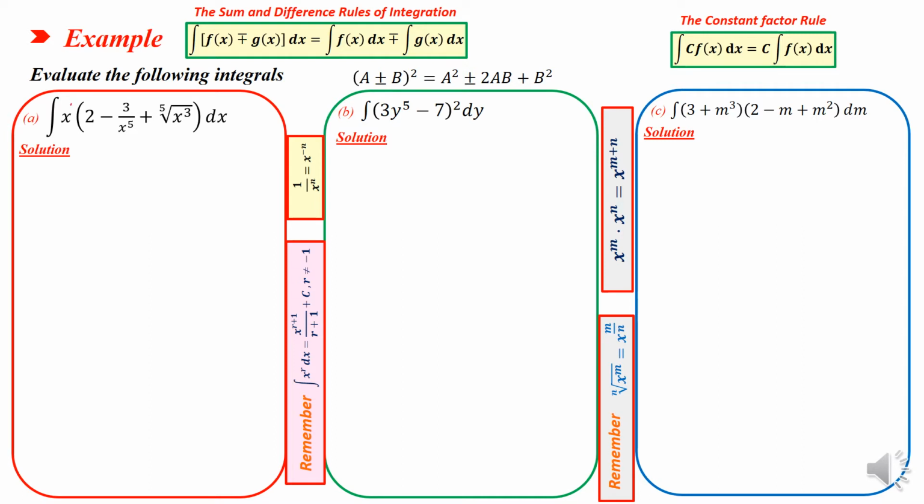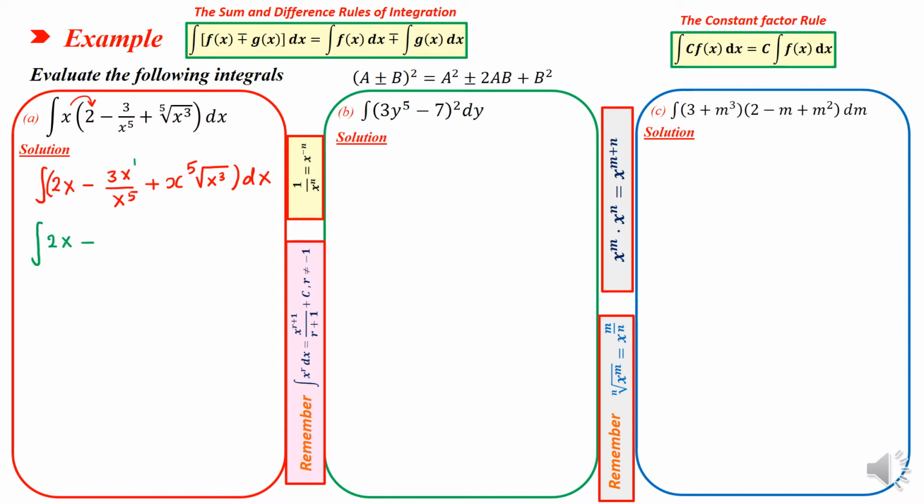So you have to multiply x by 2 and you will have the integration of 2x, then we have minus 3x divided by x to the fifth power, then we have plus x multiplied by the fifth root of x cubed, dx.